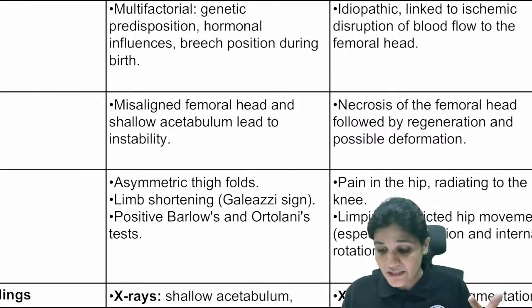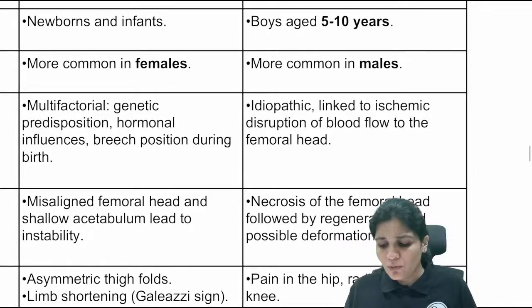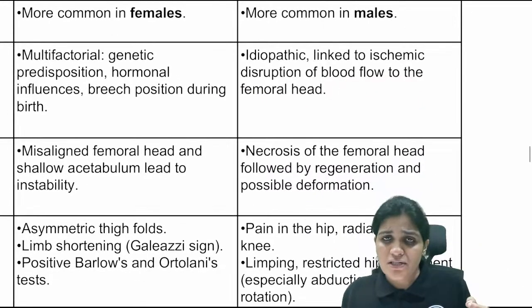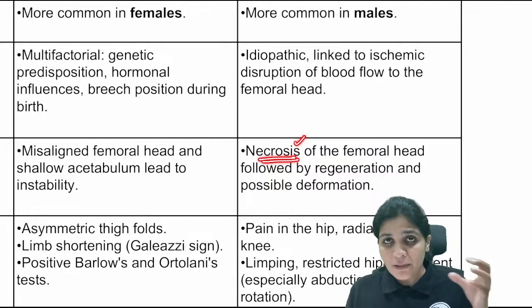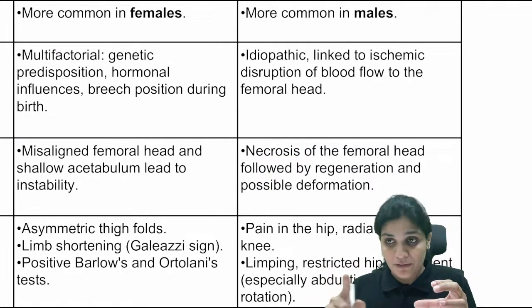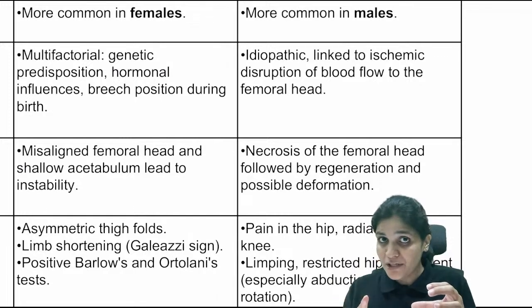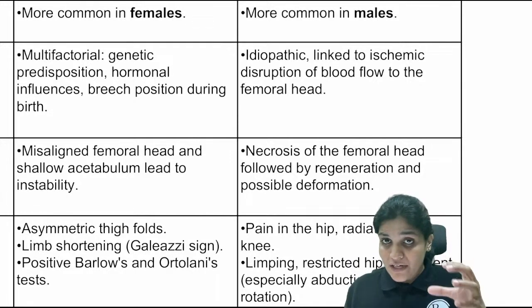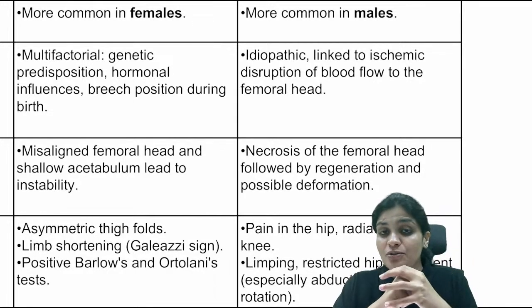That is in DDH. Whereas in Perthes, everything is related to blood supply. Because the blood supply is disrupted, there will be necrosis. What is the end result of any ruptured blood supply? It is necrosis. So this necrosis of the femoral head is only a temporary disruption of the blood flow, so again there will be regeneration. And during the process of regeneration, the head should sit in the acetabulum.